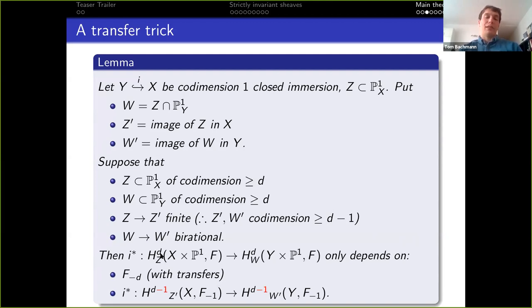And then, as I said, we are supposed to study the pullback along some closed immersion. The closed immersion which I choose is Y times P^1 into X times P^1. So there's this pullback map here. And the claim is, of course, that it only depends on f minus d.